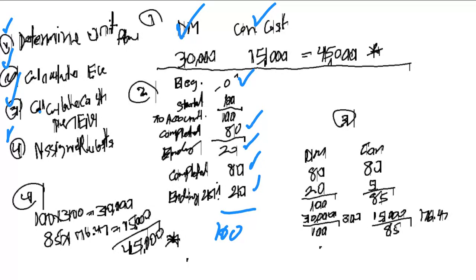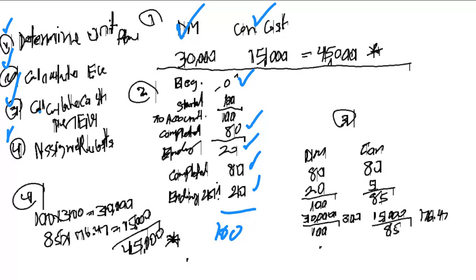For step number one, we actually already did that. We already determined the unit flows. We know how many units we started with. We know the units that are 100% completed, and we know the units that are partially completed or incomplete.